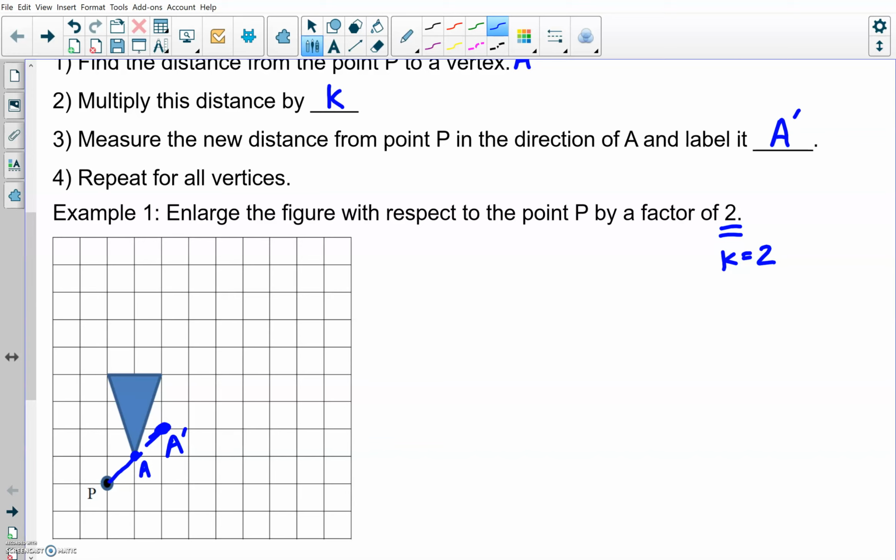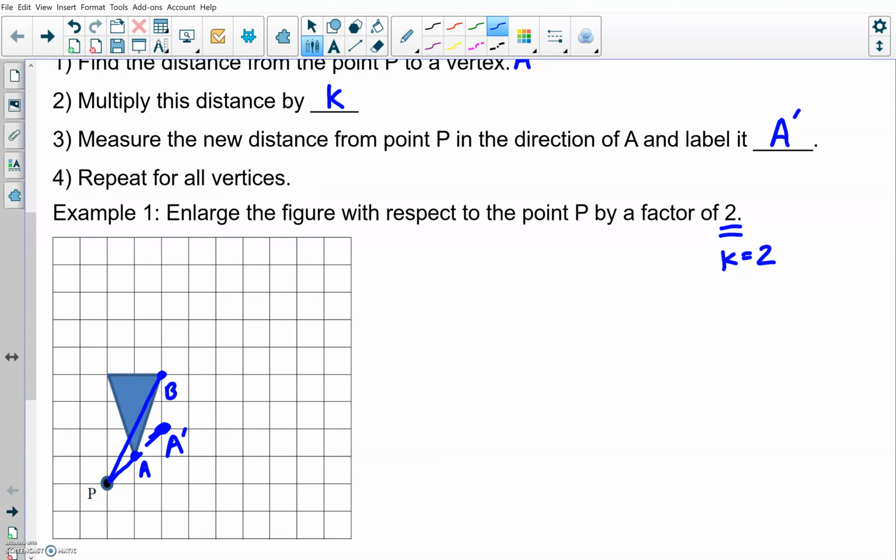I'm going to do the same thing for point B up here. Let me see where I want to put that B. I'm going to put it right there. So point B, if we go up to it from point P, you can kind of see we go up 4 and then to the right 2. So I'm going to double that.